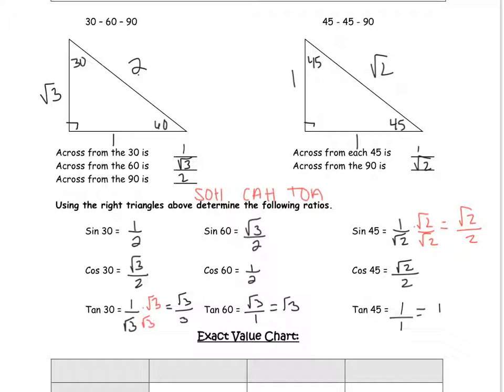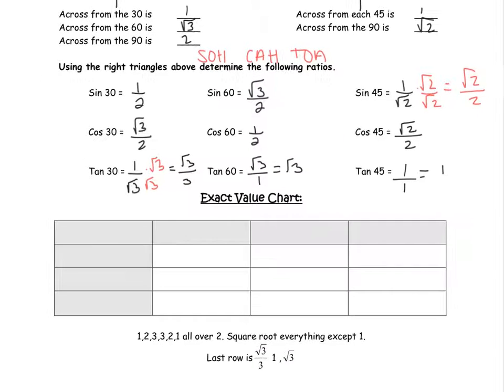Now, this was one way to memorize these exact values: if you know these triangles, you could pull out any of these off the top of your head by just knowing opposite, adjacent, hypotenuse. But I think the easier way for some is an exact value chart. And this is how it works. The theta always goes here, so let's go ahead and draw that with me. Sine of theta goes here, cos theta, tan theta.